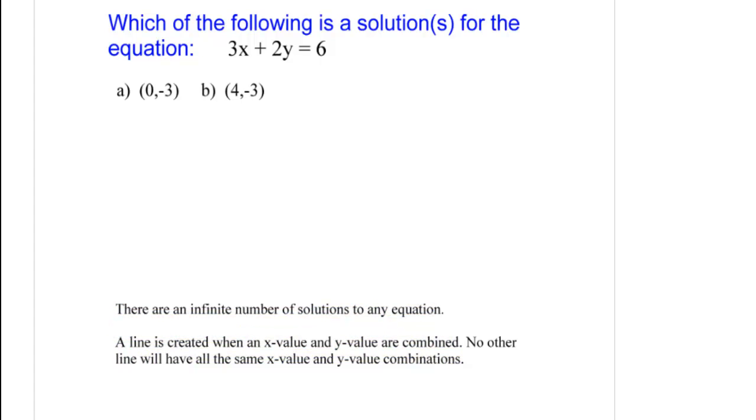And again, there are other types of graphs you'll study besides just linear equations, other types of equations that can be graphed besides linear equations. So you will not always graph lines. However, that's what we're focusing on right now. So go ahead and see which of these are solutions.